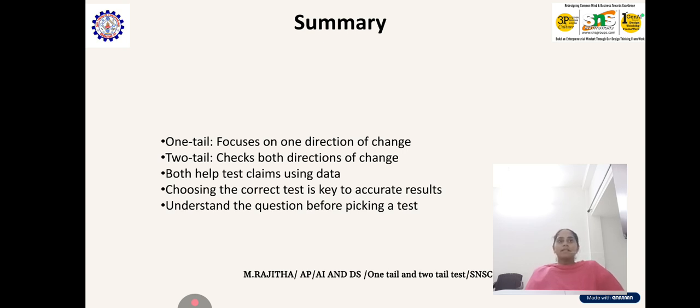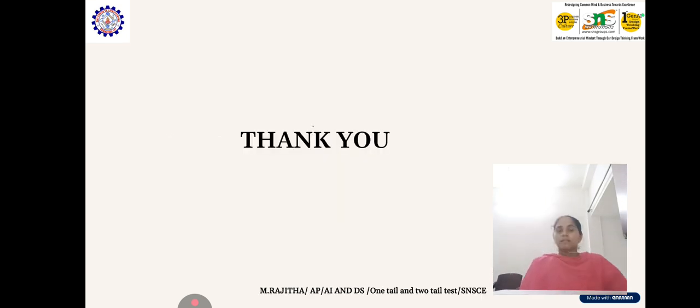Hypothesis testing involves defining null and alternative hypotheses, choosing a significance level, collecting data, calculating the test statistic, and interpreting the result using p-values. Always choose the correct type of test based on your research questions. Misuse can lead to wrong conclusion. These tests are widely used in science, business, health, and industries to support data driven decisions. Understanding when and how to use one tail and two tail tests is a vital part of learning statistics and applying it responsibly. Thank you.